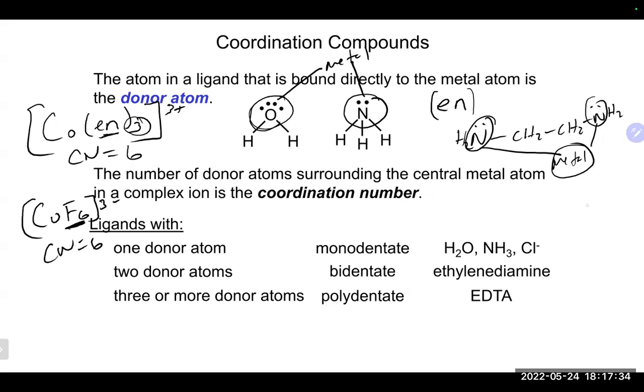Another very common bidentate is our friend oxalate. So oxalate, C2O4 2 minus, looks something like this.